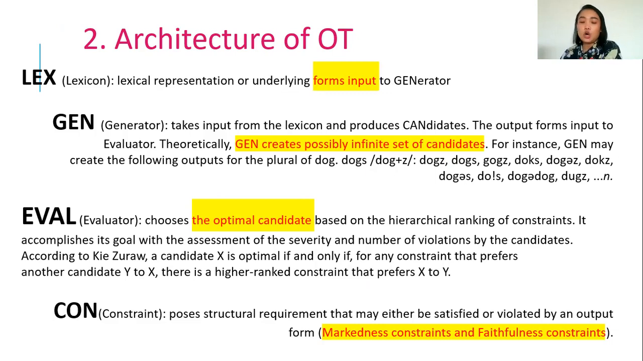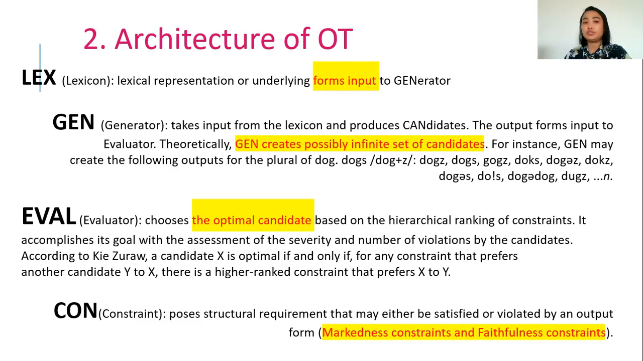Okay, now we are going to see the architecture of the OT. If we talk about the optimality theory, we are talking about the constraints. The phonological constraints are ranked and violable to the phonetic forms. The violation of the constraint determines the best output of the grammar.